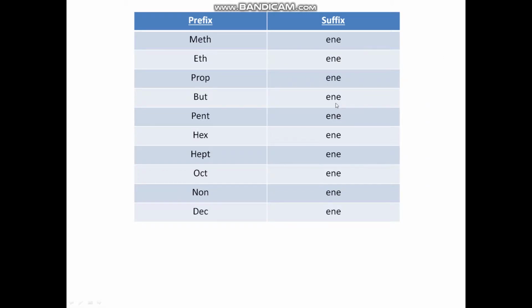If more than one double bond exists, then the ending is changed. So, for example, if there's two double bonds, the ending will be diene. If there are three, then it'll be triene. If there are four, then tetraene. The letter A is added after the prefix, and then you will add one of these suffixes depending on how many double bonds are present.